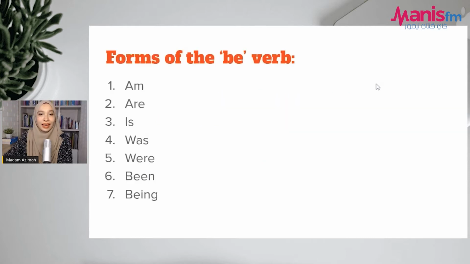Last week we talked about the 7 forms of the be verb, which are am, are, is, was, were, been, and being. I'm going to repeat the 6th word, been, B-E-E-N, and then being, B-E-I-N-G. It might sound the same to you, but the spelling is different, and so it's not the same thing. These are the 7 forms of the be verb.